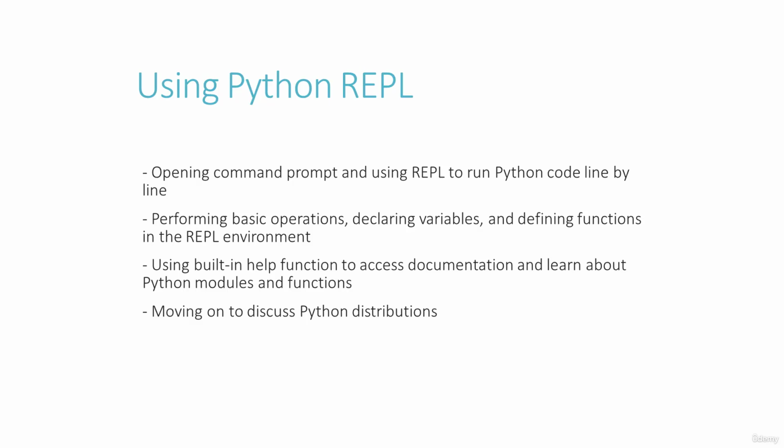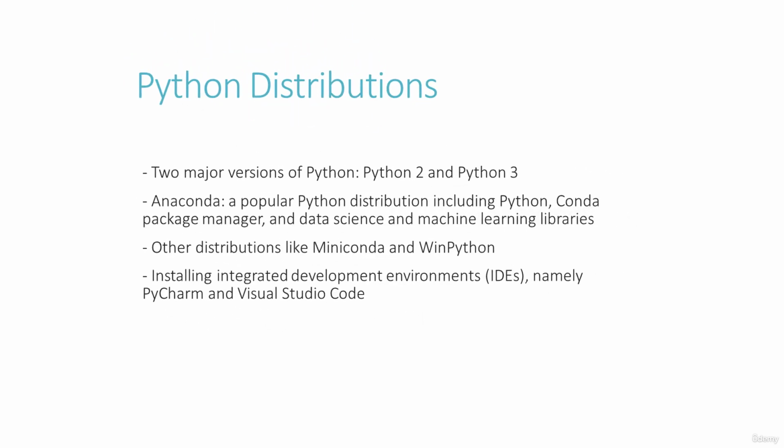Next, we'll be talking about Python distributions. So Python has two major versions, Python 2 and Python 3. Anaconda is a popular Python distribution that includes Python and Conda package manager and a collection of data science and machine learning libraries. And there are also other distributions like Miniconda and WinPython.